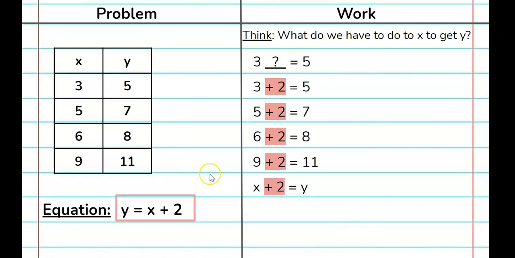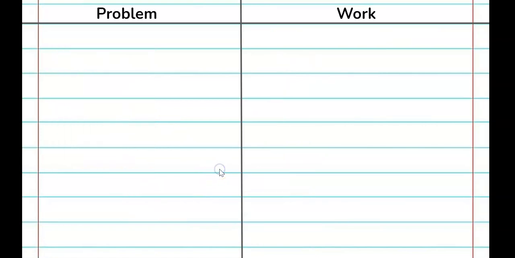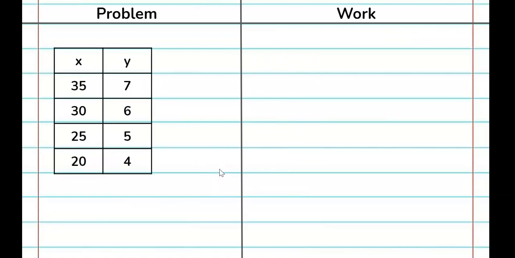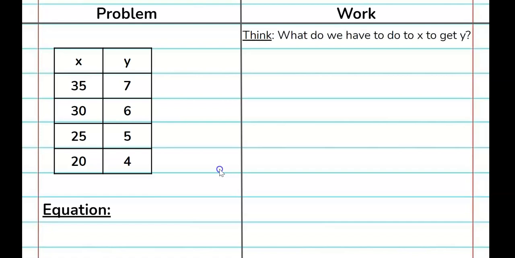Go ahead and draw your horizontal line because we're going to do one more together. Pause the video and write this function table. Again, we're going to be finding the equation for this function table. So we're going to think to ourselves, what do we have to do to our x to get our y? Again, I like to just start with the first one I see there. So what would I do to 35 to get to 7? 7 is smaller than 35, so I could subtract or I could divide. I'm going to try divide and see what that looks like.